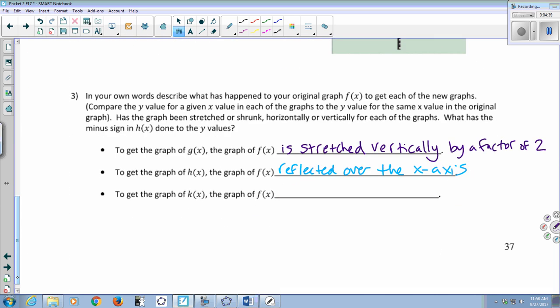So that I'm going to describe geometrically or graphically as the graph of f is shrunk or compressed vertically, because it's the y coordinate that's changing, so we describe that as vertical, by a factor of 1/2. The y coordinates are all being multiplied by a half.